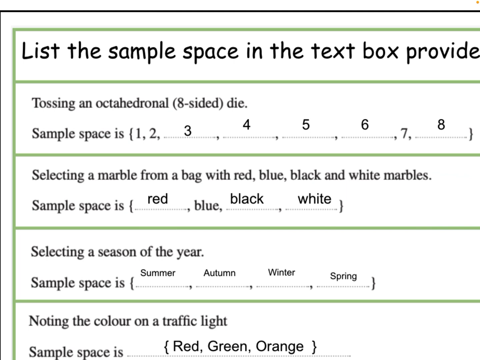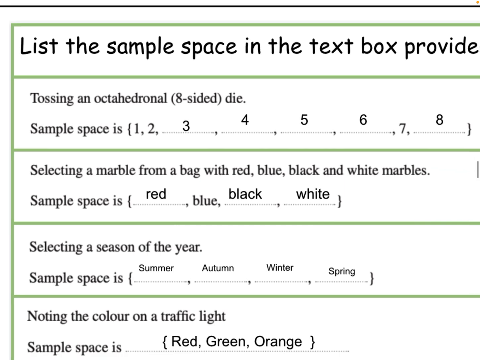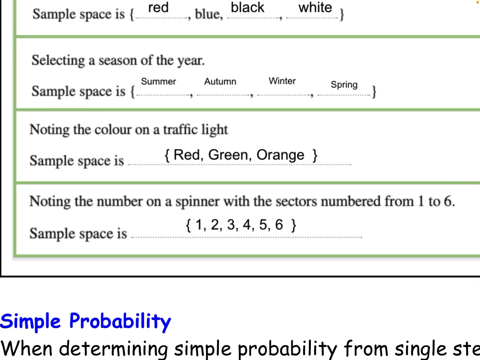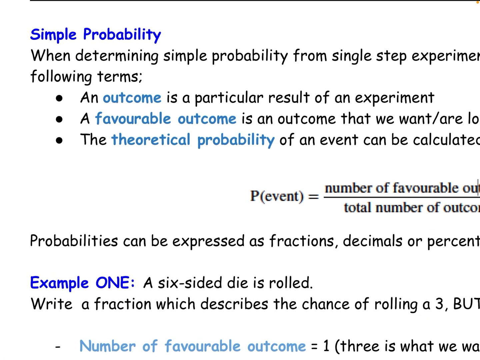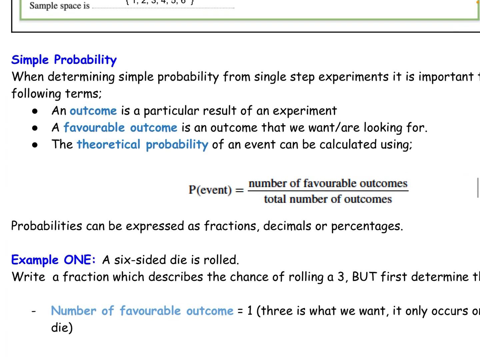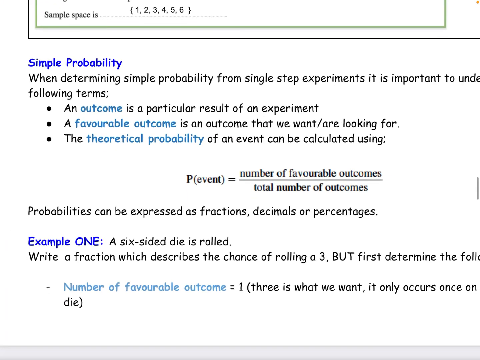Selecting a season of the year. So hopefully you all know there's a summer, there's an autumn, there's a winter and a spring. And noting the colour on a traffic light. So hopefully you know there's 3 colours on a traffic light. There's red, there's green and there's orange or yellow, whichever you prefer is fine. And noting the number on a spinner with the sectors numbered from 1 to 6. So all the possible answers are 1, 2, 3, 4, 5 and 6. Okay, simple probability. So now we're going to write our answers in fraction form.